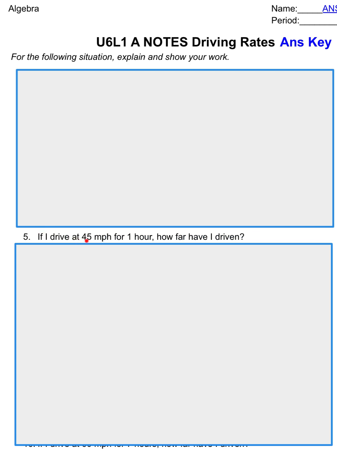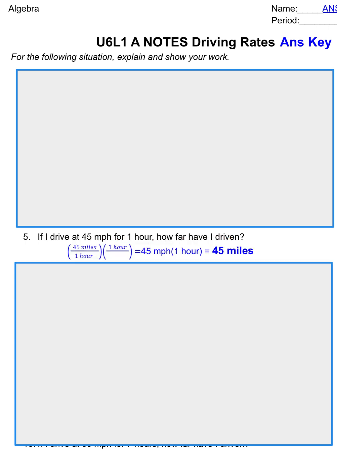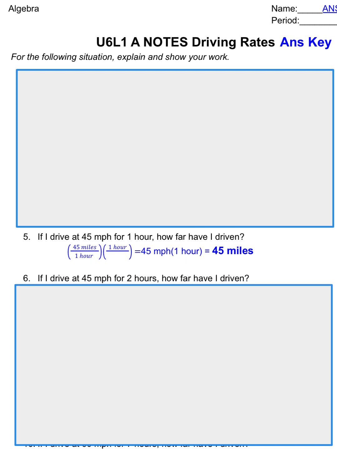Now let's consider driving at 45 miles an hour for an hour. How far have I driven if I've driven for 1 hour at 45 miles an hour? That means I've driven 45 miles. Again, 45 miles per hour times 1 hour. Again, notice that the hours will cancel, leaving me with just miles. So if I drive at 45 miles an hour for 2 hours, how far would I have driven?